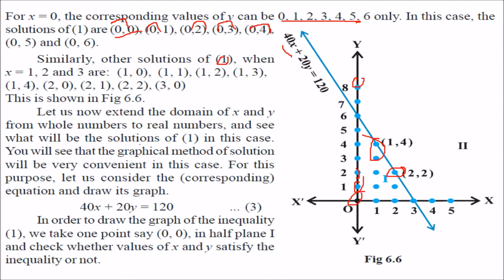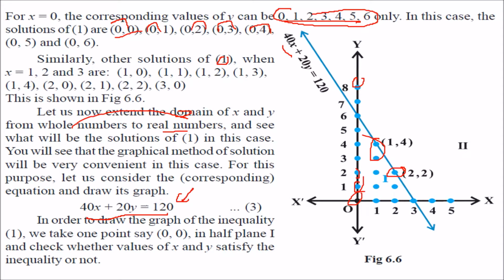But this can be extended to real numbers. So we were talking about the whole numbers here, 0 to 6, but we can extend it to the real numbers. How can we extend these whole numbers to real numbers? We'll use the graphical way of solving it. So how are we going to solve it? The most convenient way is this: the inequality was less than or equal to 120. Let us make it 4x plus 20y equal to 120. Well, let us convert it into an equality.